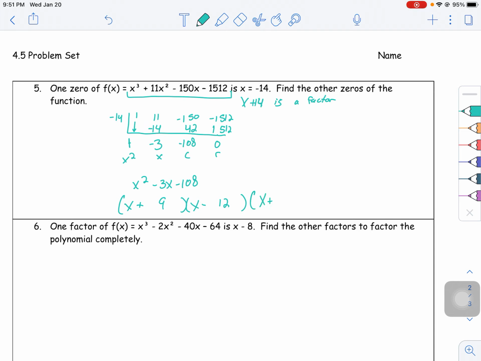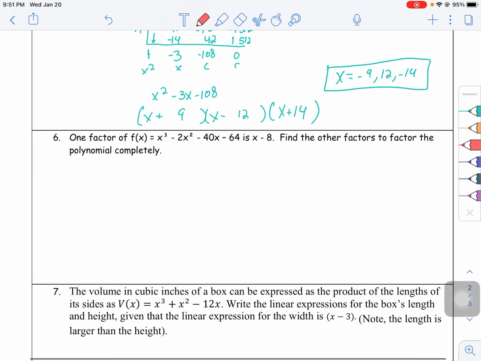And then we have x plus 14. And the question was find the other zeros. So all of the zeros would be negative 9, positive 12, and negative 14. Sweet.